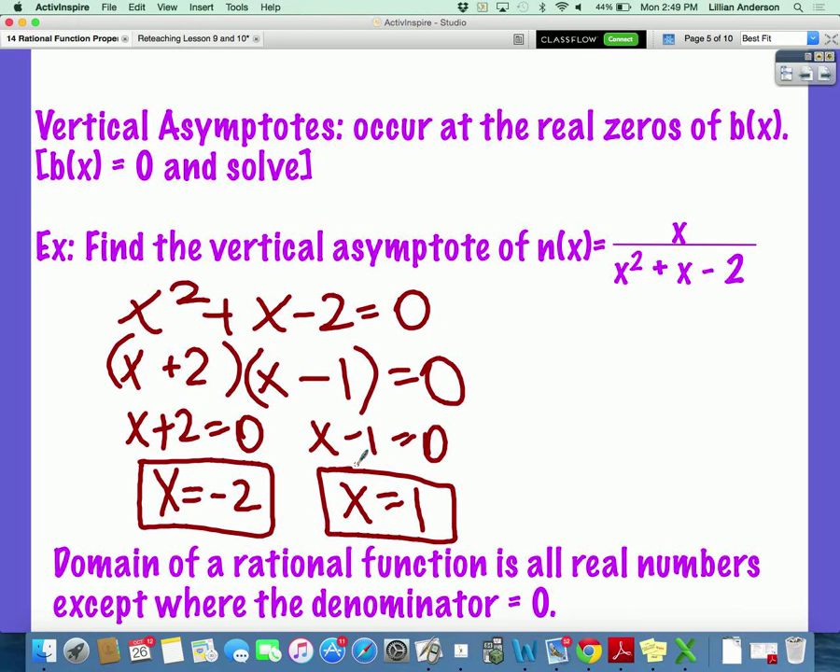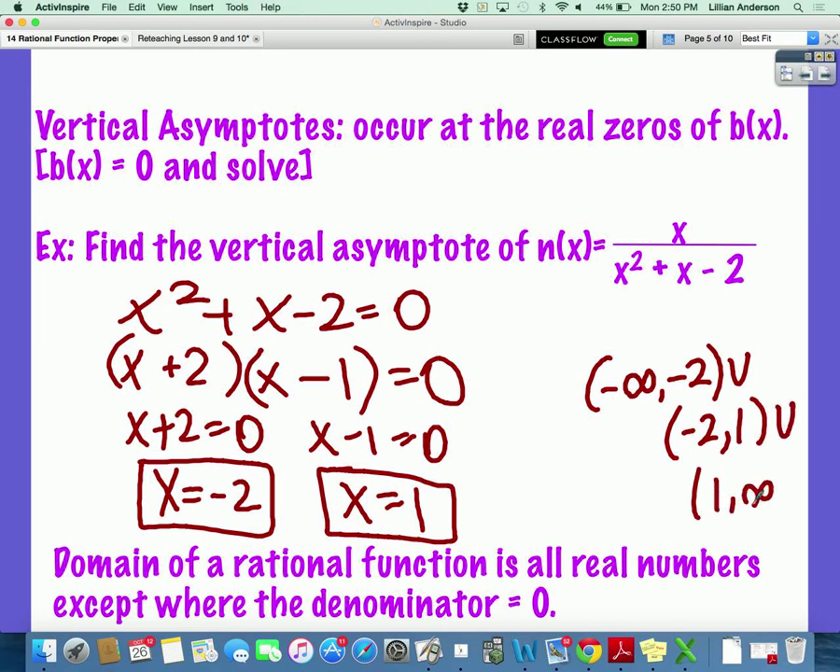So again, remember the domain of a rational function is all real numbers except where the denominator is 0. So what would be the domain of this function? Negative infinity to negative 2, union negative 2 to 1, union 1 to infinity. Very good. That would be your domain for this rational function. It's everything but those vertical asymptotes. Does everybody understand that?